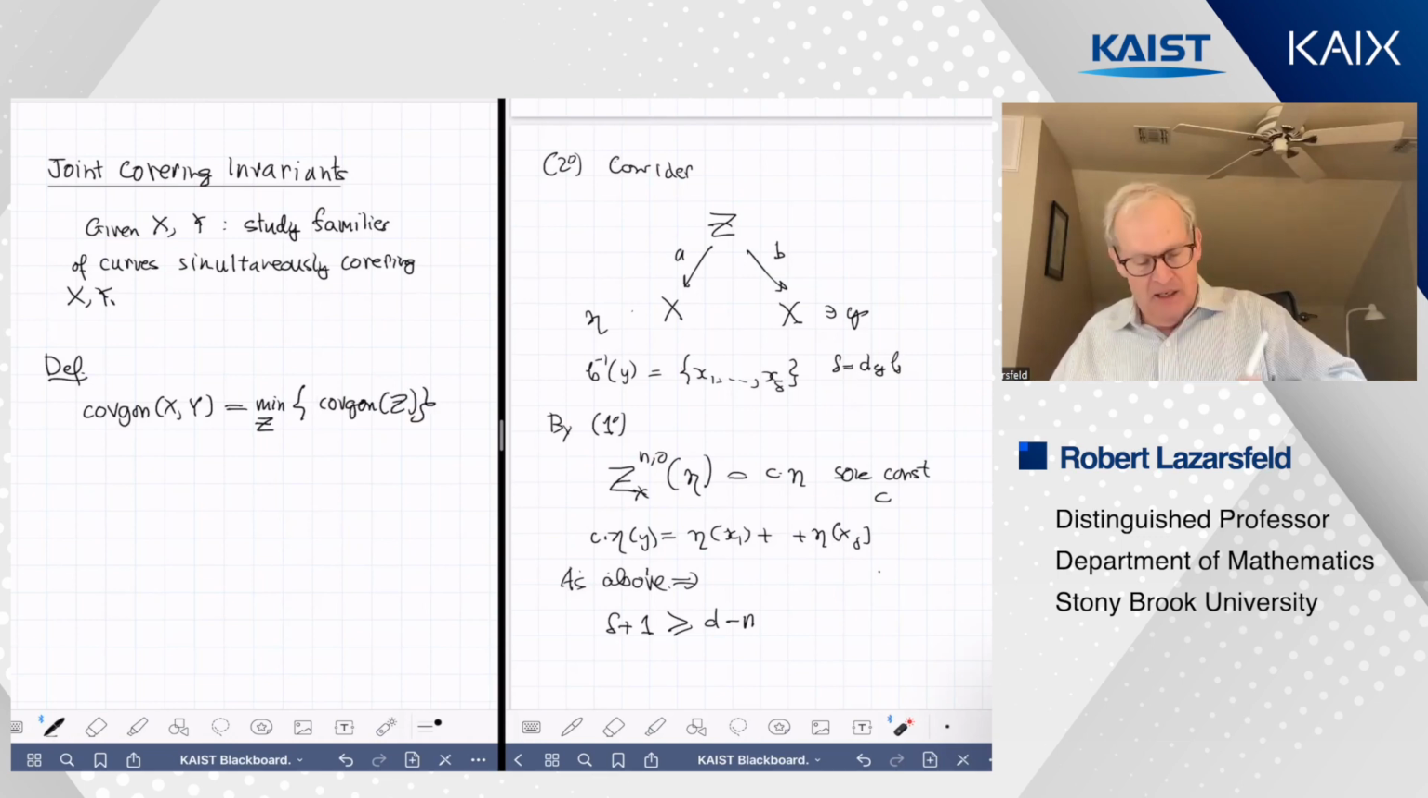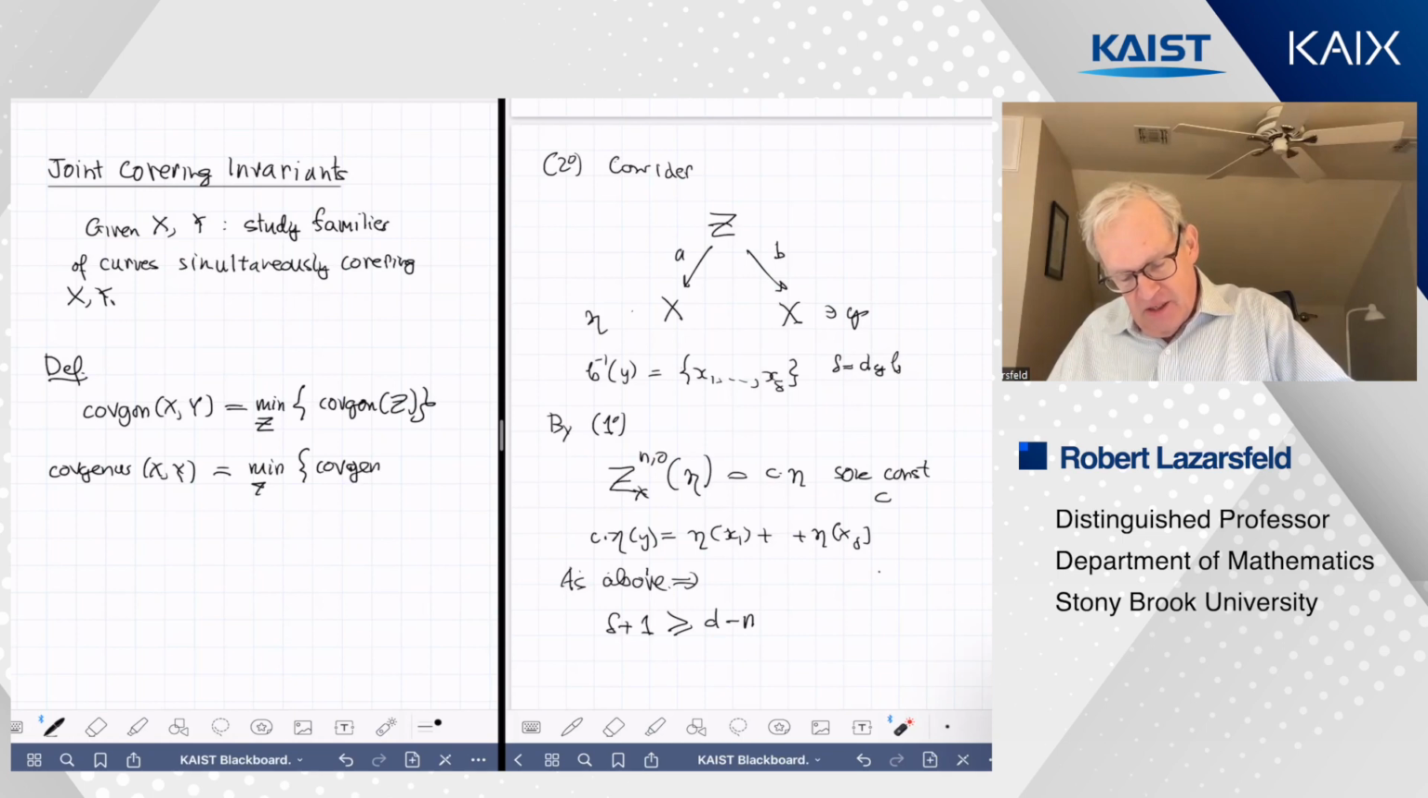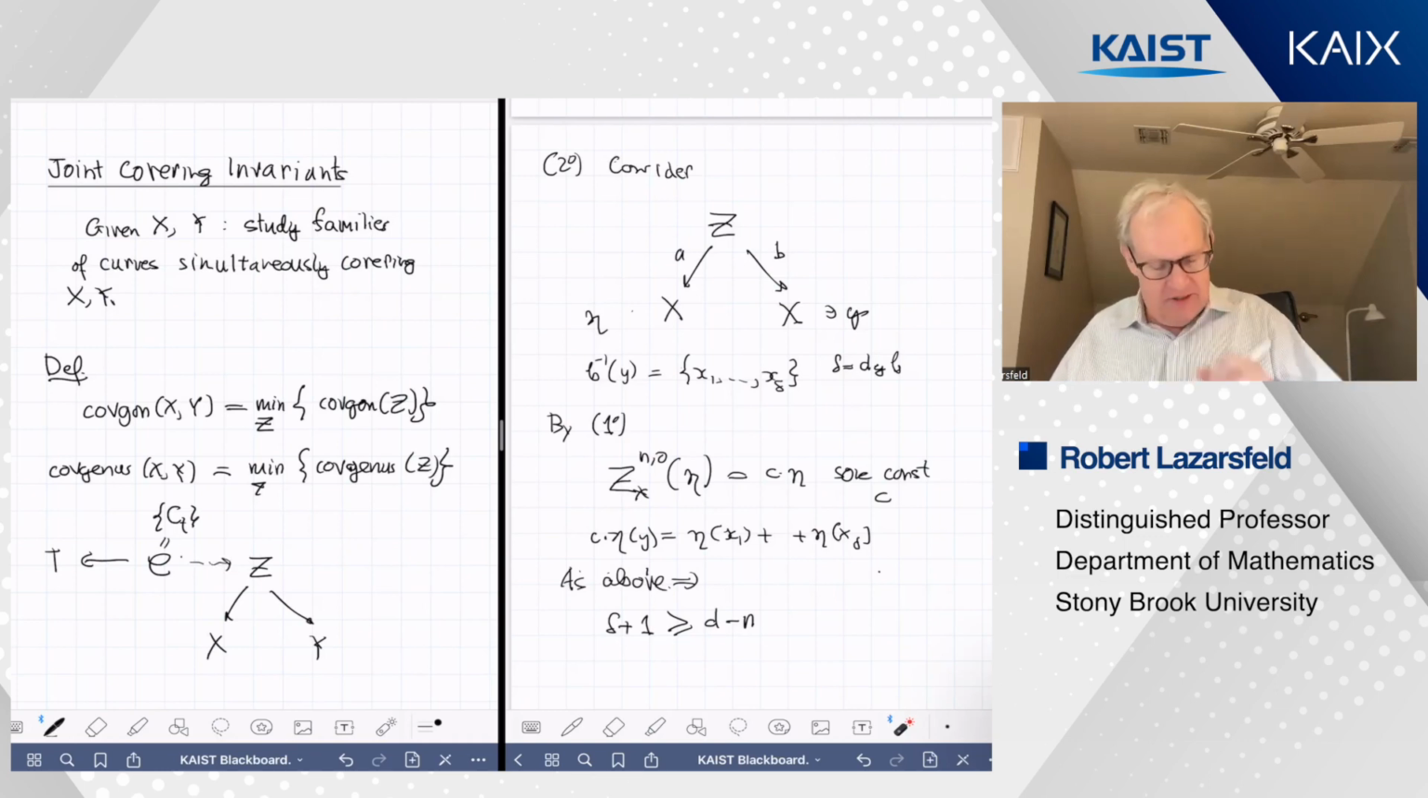And similarly, the covering genus of X and Y will be the minimum over all correspondences Z of the covering genus of Z. So in other words, if we look at this picture, we have X and Y here, and we're looking for families of curves parameterized by some variety T, so this is a family of curves C sub T, and we look at families of curves that cover Z.